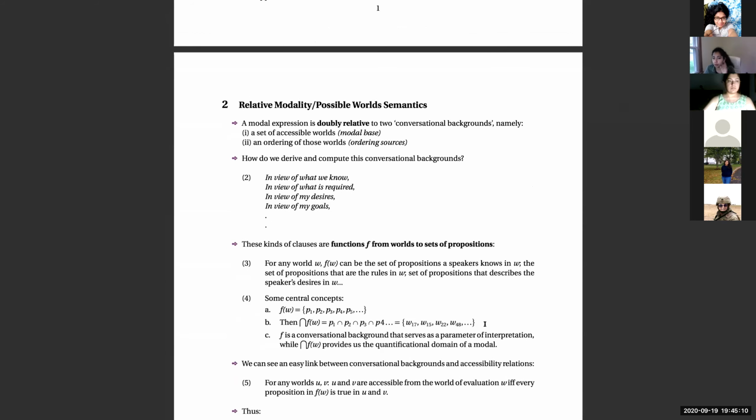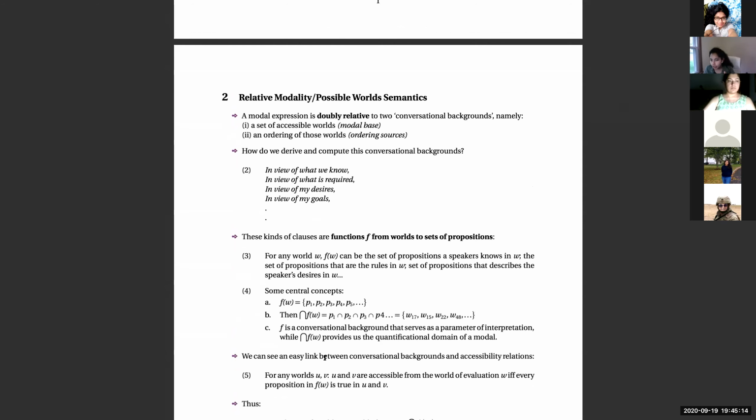Okay. Now I wanted to point out, because we spent so much time yesterday on modal logic, what the connections are. You can tell that there is an easy link between conversational backgrounds and accessibility relations. Even my wording here, a set of accessible worlds, should hark back to accessibility relations. So the easy link can be written as follows. For any worlds U and V, U and V are accessible from the world of evaluation W if and only if every proposition in F of W is true in U and V. So you took your conversational background from relative modality, and you're talking in terms of accessibility. You're bringing together yesterday's understanding of accessibility relations and today's conversational background.